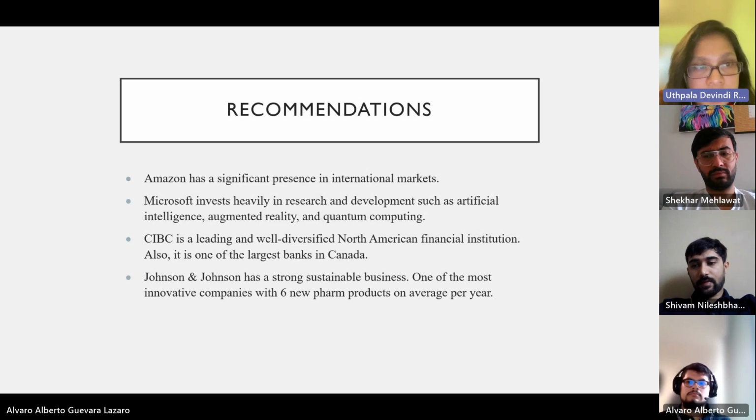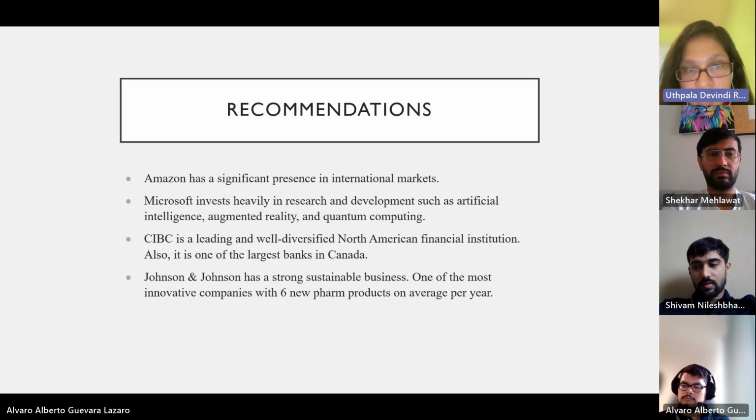Now let's turn our attention to Amazon. As a growing e-commerce giant, Amazon has a significant presence in international markets. Its dominance in online retail, cloud computing, and other emerging sectors makes it a compelling investment option. With its strong position and continued expansion into new markets, Amazon is positioned for growth and market share gains.